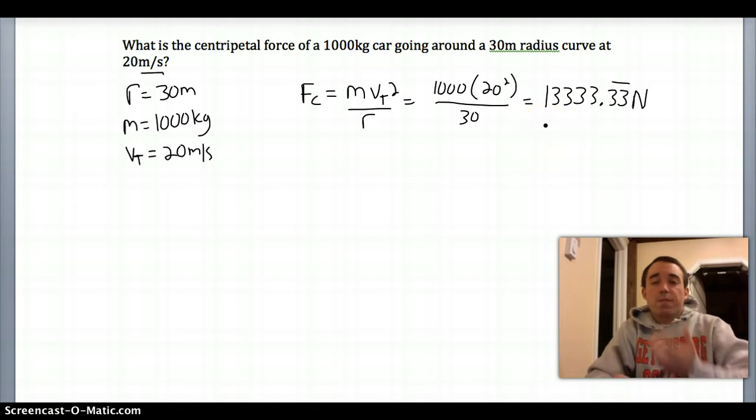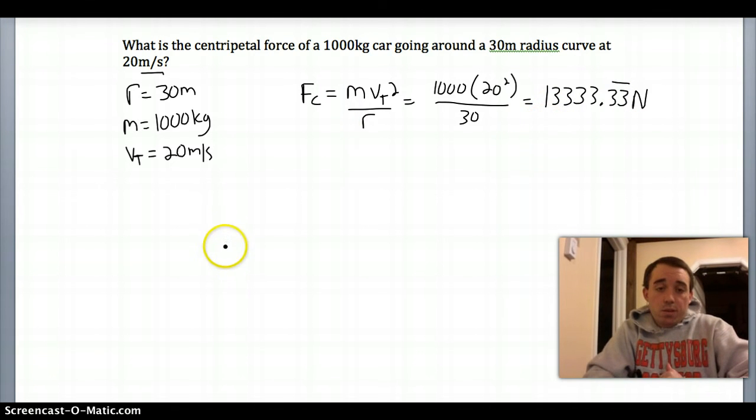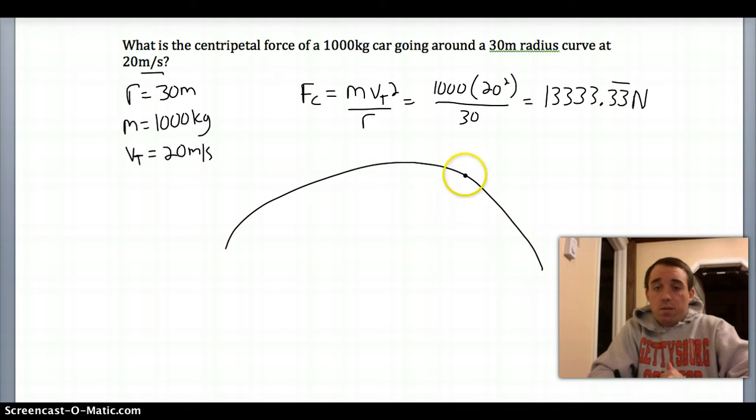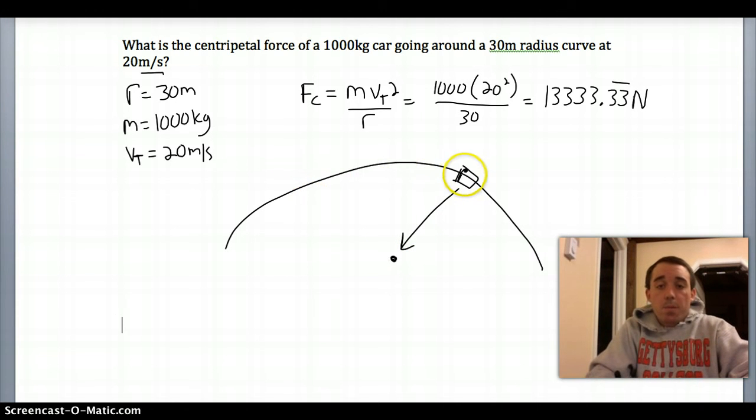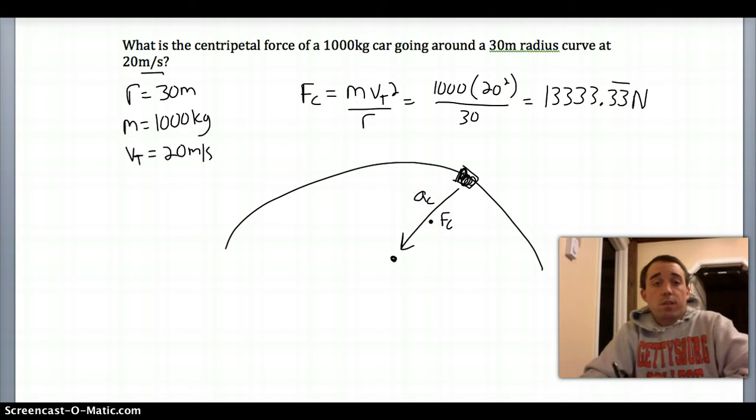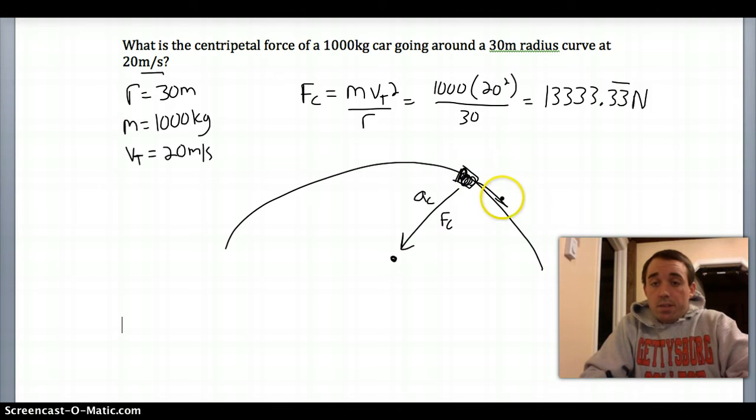So the centripetal force is the value of the force trying to pull the car into the circle as it rounds the curve. So there's my car. Sorry, this isn't drawn incredibly well. That's the center of my curve, so the centripetal force and the centripetal acceleration are both pointing to the center of the circle, because centripetal means center-seeking. The car is moving with a tangential velocity, v sub t.